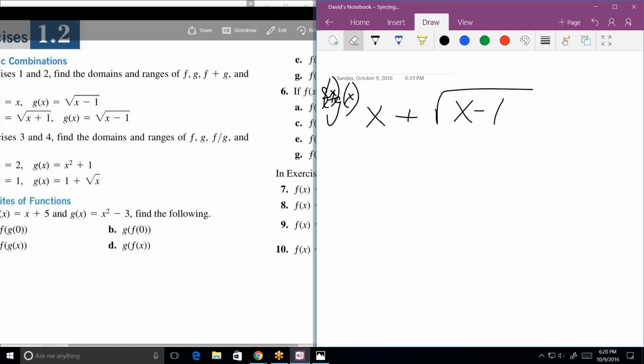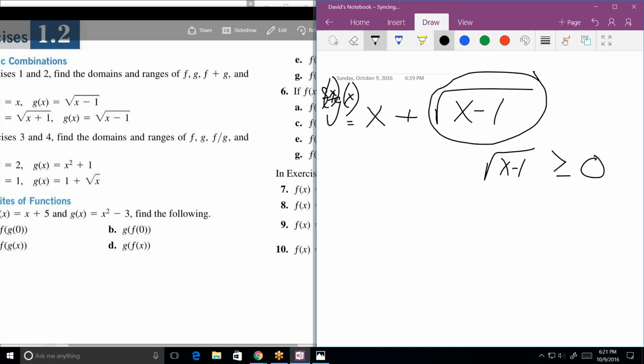What is the range of f of x plus g of x? You know that this part of it always has to be positive. Greater than or equal to 0? Over 0, yeah. So the square root of x minus 1 has to be greater than or equal to 0. Not the x minus 1, the square root of it. And x is kind of limited by that.